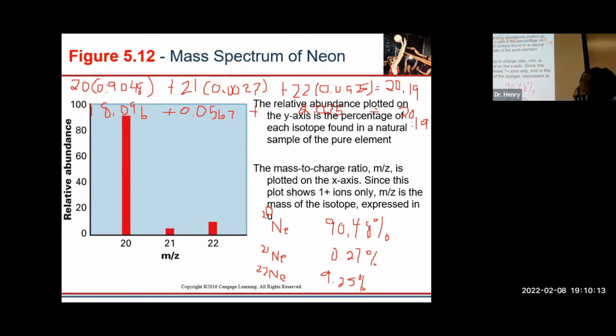So if we take a look at the number, it's going to be 20.19. If we look on the periodic table, we get 20.18, give or take. I'm off by a little bit. So the number that you see on the periodic table is just the average of the isotopes.